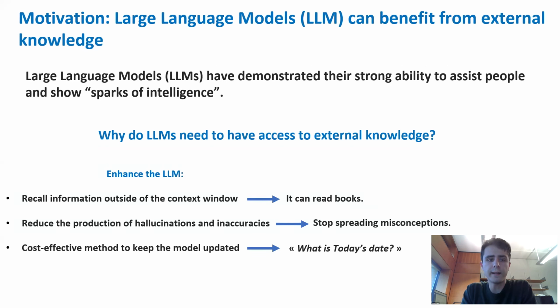Well, first, it enhances the LLM in many ways. It allows it to recall information outside of its context window, which can be beneficial for long multi-turn dialogues, for example. It also anchors the text generation in factual documents, hence reducing the likelihood of hallucination, which is of the utmost importance in fields such as medicine or education. Finally, retraining a model is very costly, both in time and money. So how do we keep our models updated with the latest news? Well, using external knowledge is a cheap way, as you can just update the knowledge and not the LLM.